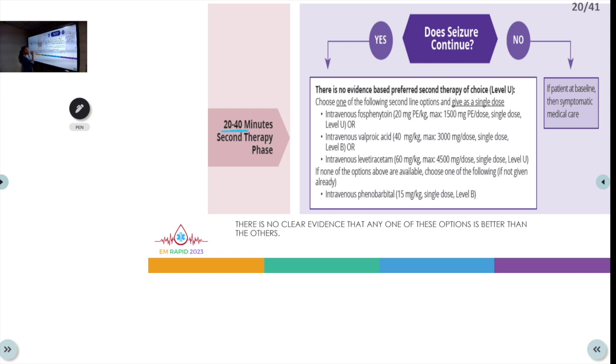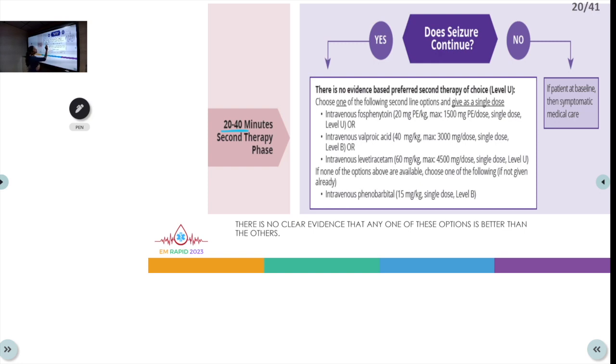So we said the first 5 minutes we will be stabilizing the patient. After 5 minutes, if seizure continues, we give benzodiazepine. We wait 5 more minutes, and if seizure is still continuing, we give benzodiazepine again. Then it will be around 15 to 20 minutes. After that, if seizure is still continuing, we plan on second line agents: IV fosphenytoin or valproic acid or levetiracetam.